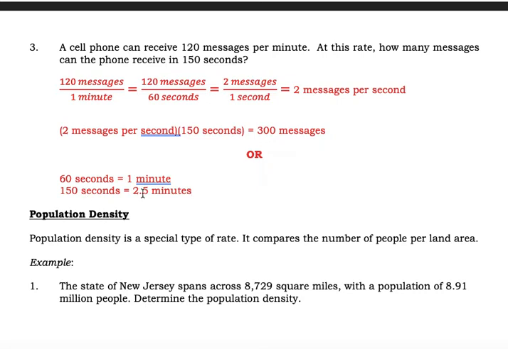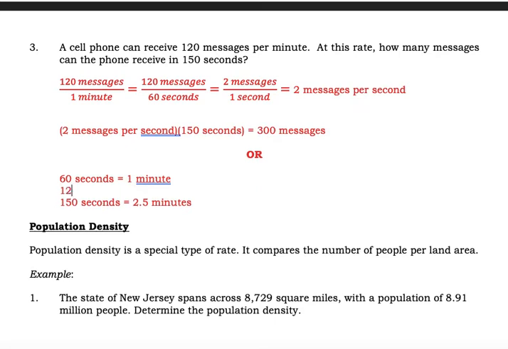You can also think of it this way. If 60 seconds is 1 minute, that means 120 seconds is 2 minutes. If you add on half a minute, which is 30 seconds, you would get 150 seconds, leading to 2.5 minutes.